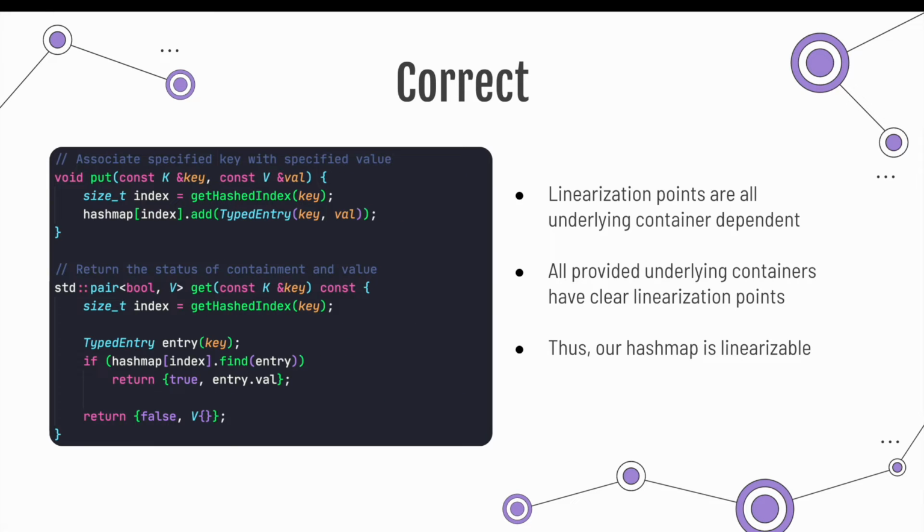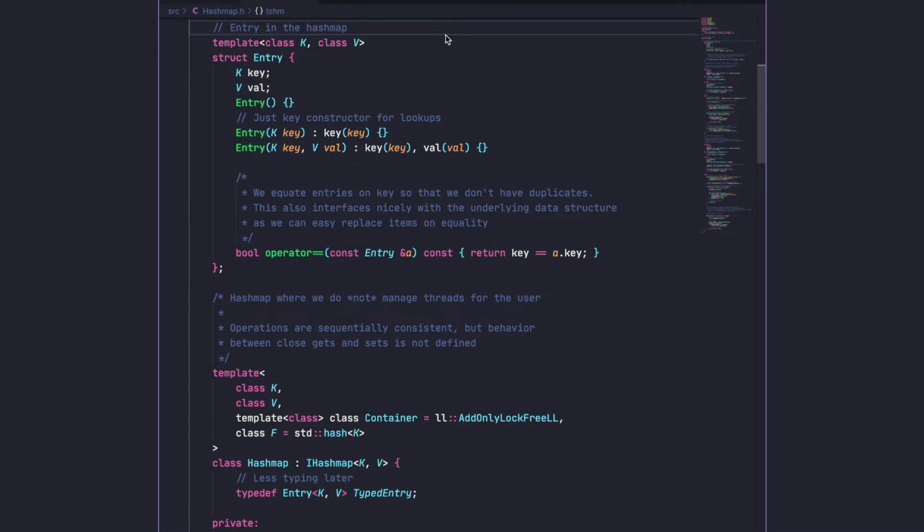As seen in the screenshot to the left, our hash map simply makes calls out to the underlying container, and thus its correctness is directly defined by that of its containers. All of our provided containers have clearly defined linearization points, and thus are linearizable. It follows that our hash map is also linearizable. We will now take a look at our actual implementation of the hash map itself.